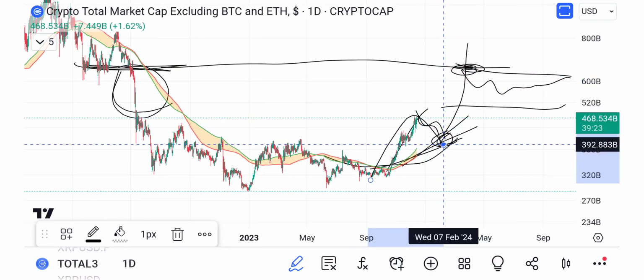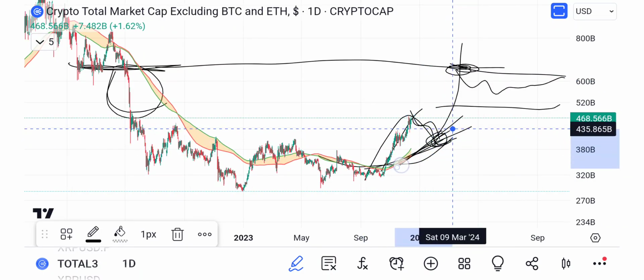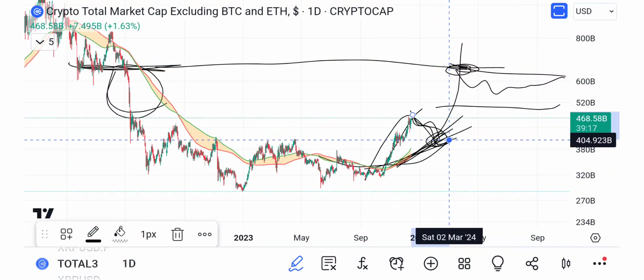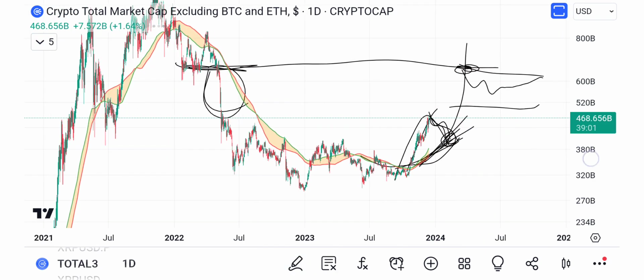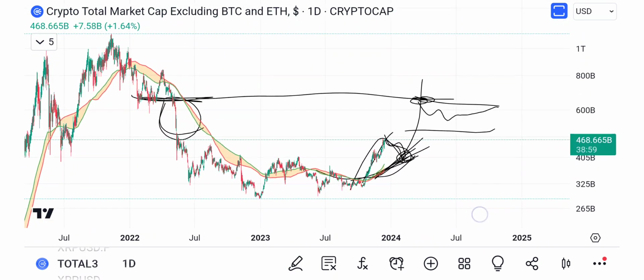So look for a pullback soon. Maybe we don't get it, I don't know. But just know the bull market support band's down here. So it'll be interesting to see. There's no reason to panic, just be optimistic, until the chart says you should start to be concerned. We're not even close to that. We are actually at the beginning of something great, potentially.